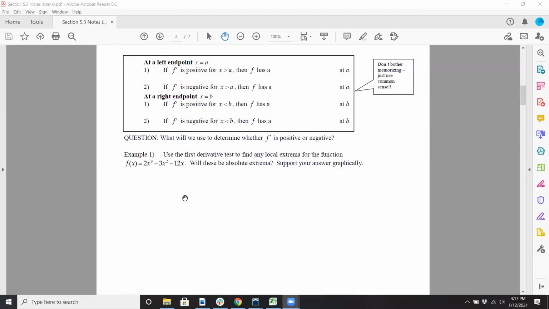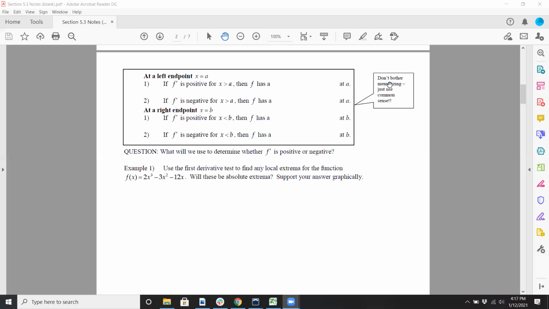Now let's talk about endpoints, and then we'll do an example so you actually see this in action. Don't bother to memorize, just use common sense. So these are for endpoints. Let me replicate the graph we had on the previous page. It did some wacky things, like that, and then there was this corner, which kind of looks like Half Dome.